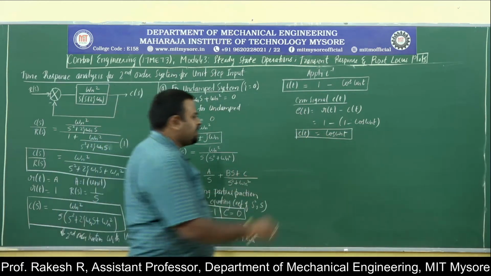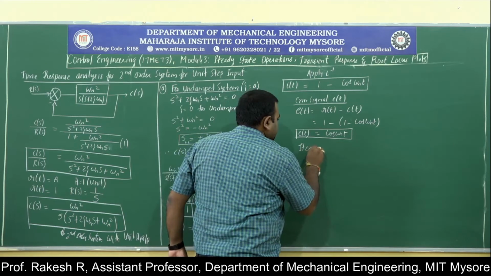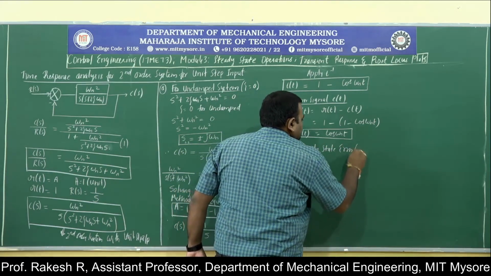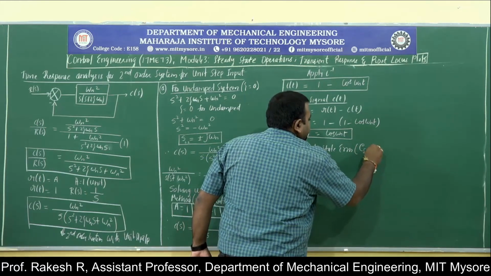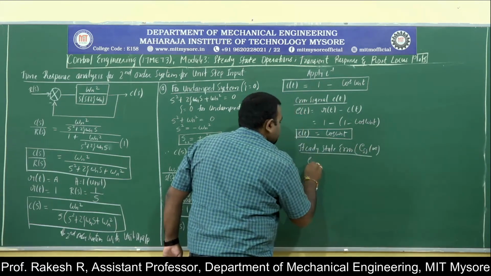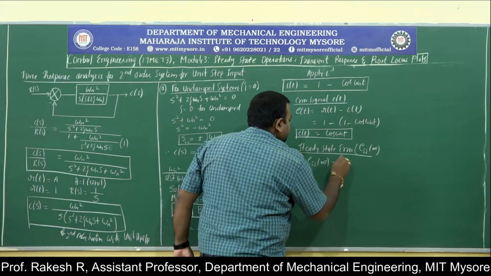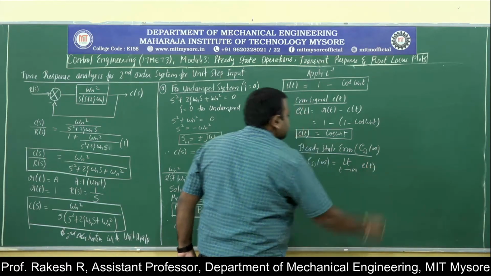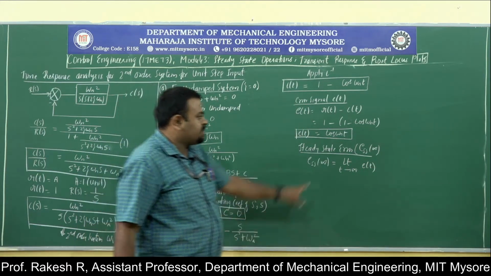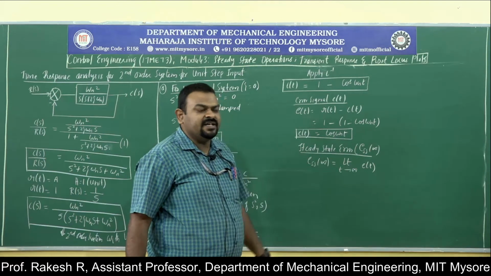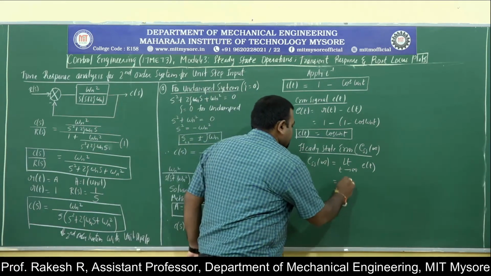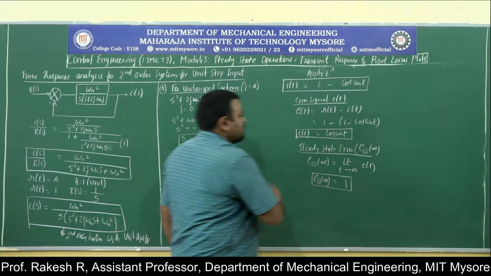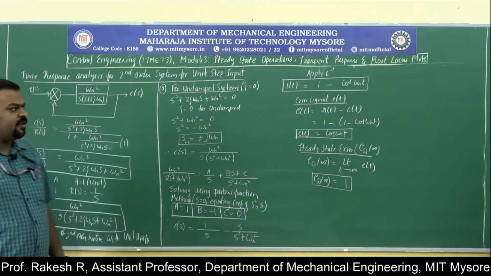Again, if you calculate the steady state error, that is e_ss of infinity, it will be equal to the limit of t tends to infinity of E of t. If you substitute t as infinity, you will get cos infinity. The value of cos infinity is 1. So the steady state error for this type of undamped system will be equal to 1.